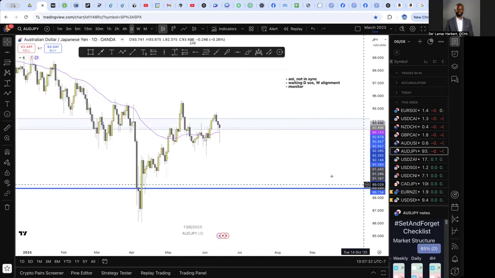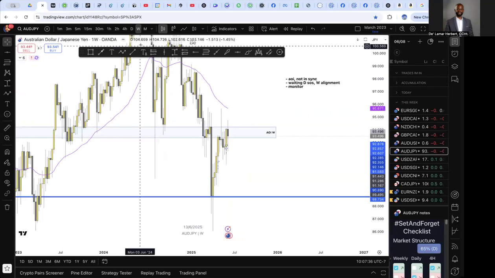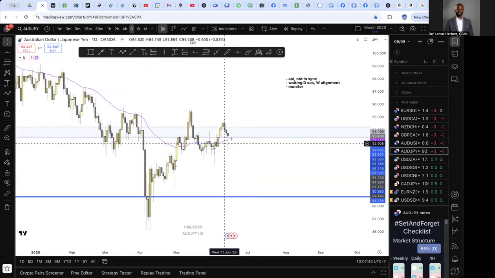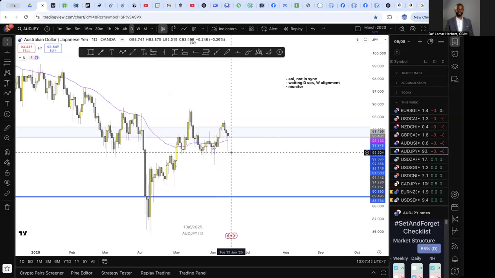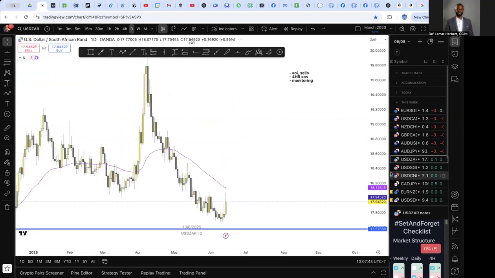AUD JPY, it's not in sync right now. The weekly is currently sales. Daily is currently buys. So I want to see a shift of structure. I would be looking for sales ideally here, but I need to see a shift of structure down here. This could happen in a few days on the daily.